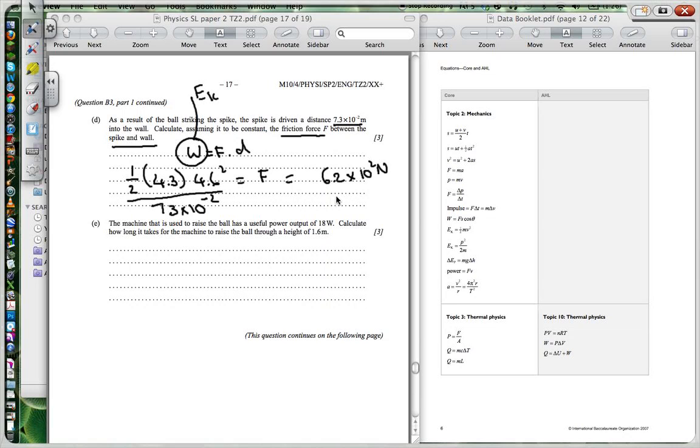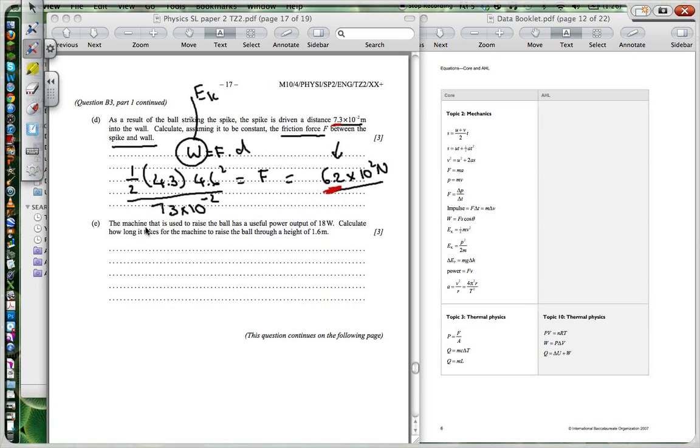I've taken that answer directly from the answer sheet. I think there may have been a mistake. If there's a number out there, don't worry about it. But notice here, what's very important is that you give your answer in two significant figures, because the smallest number of significant figures is 2.